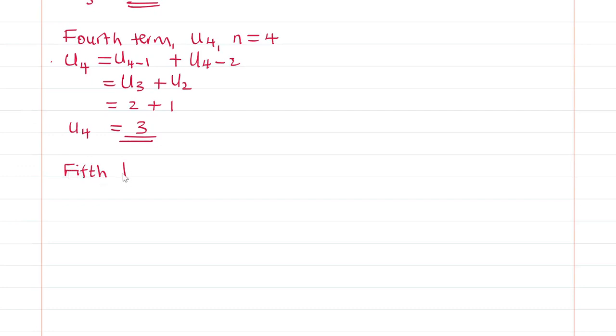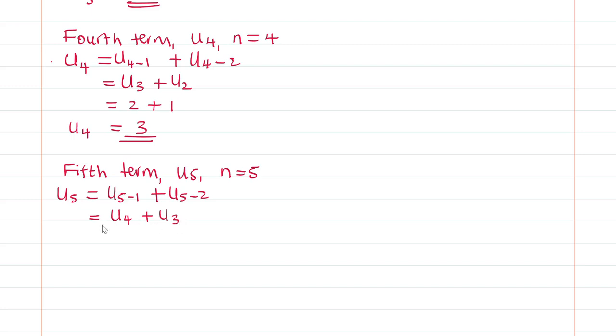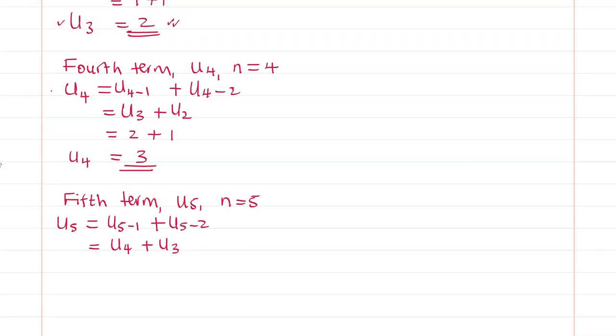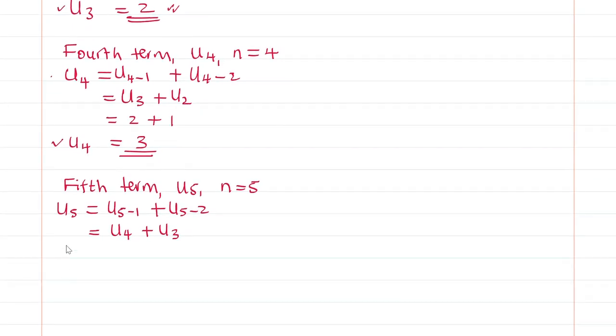So for the fifth term, how do you write it? That is U5. It means our n here is 5. So in that formula, we just say U5 equals U5 minus 1 plus U5 minus 2. U5 minus 1 gives us U4, plus U3. So for us to get the fifth term, we just add the fourth term and the third term. Our fourth term here is 3 and our third term is 2. Therefore, we shall have 3 plus 2.